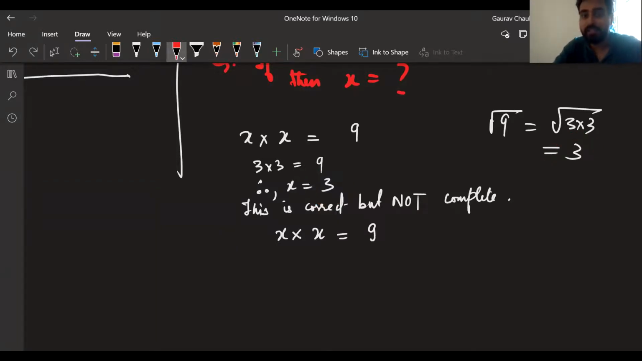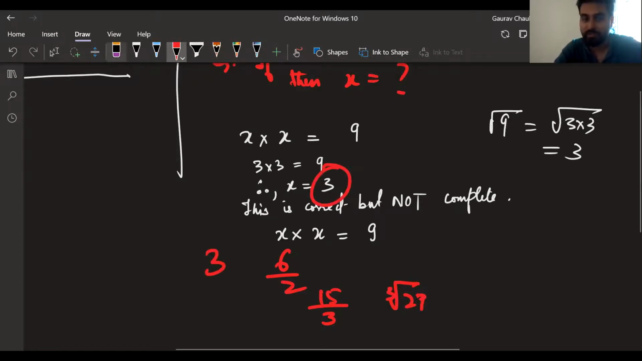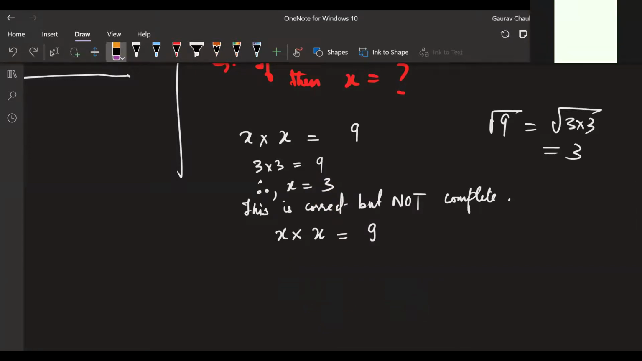Then you will tell root 9, then you will tell 6 by 2, then you will tell 15 by 3, then cube root of 27, all of that is basically 3 only. No, root 9 is also 3 only. No, Manisha. Yes, sir. Numerically it's not different, right?